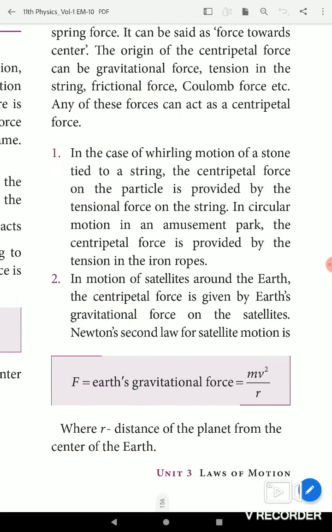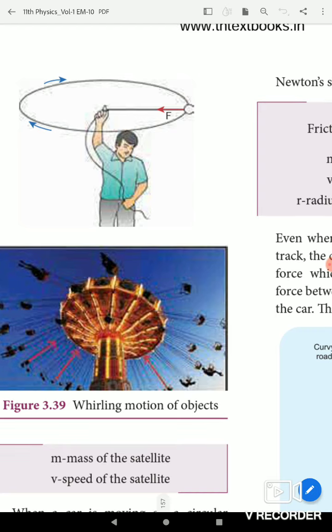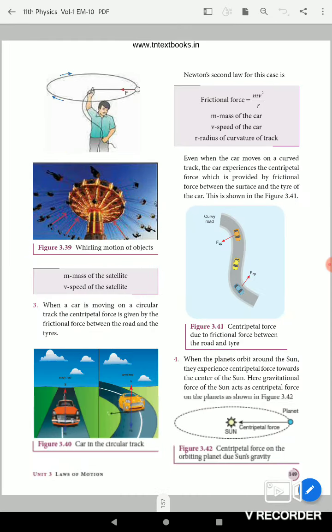In case of whirling motion of a stone tied to a string, the centripetal force on the particle is provided by the tension force in the string. In circular motion in an amusement park, the centripetal force is provided by the tension in the iron rods. And this one, whirling motion.